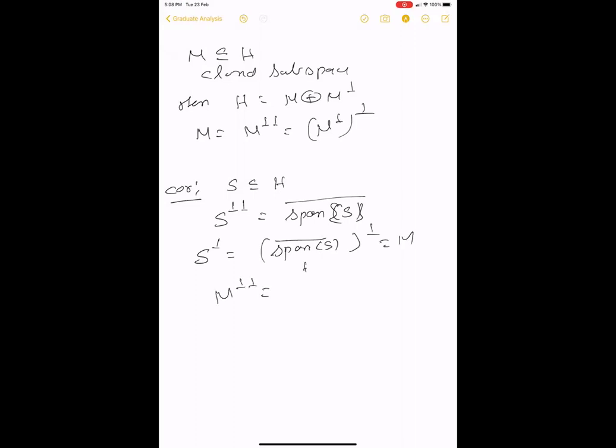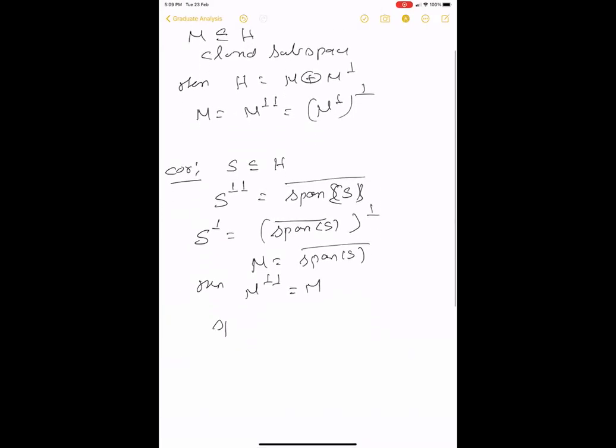Sorry, I want to call this M, M equal to the closure of span of S. Then we know that M double perp equals M for a closed subspace. So this implies the closure of span of S equals M. That's all. M double perp is S double perp. So the smallest closed subspace containing any set is just the double perp part.